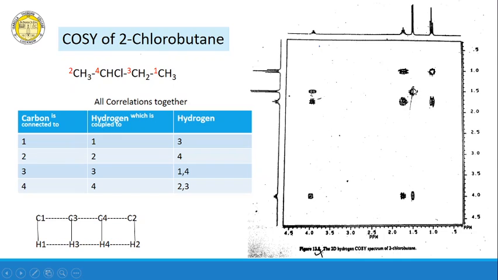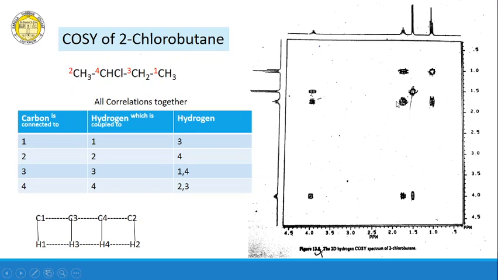Now this is the second peak, and if I move horizontally from the second peak, I come here, and from here if I draw a vertical line down, I reach the fourth proton, the fourth signal in PMR. What does this show me? This shows that the second proton is linked to the fourth proton, or it is coupled to the fourth proton.